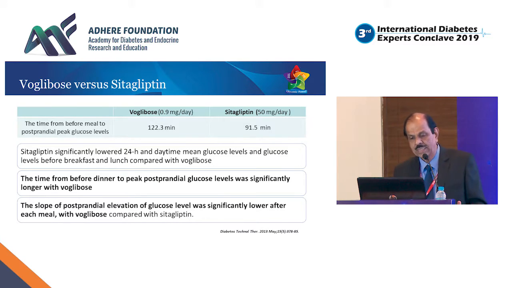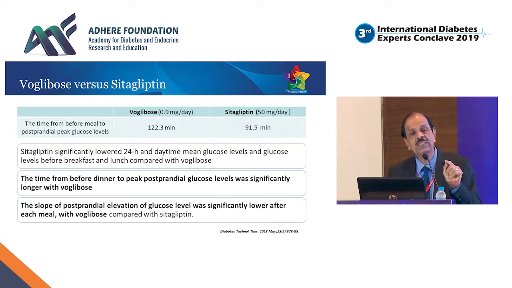What it says is that the time from before the meal to the postprandial peak is much longer in patients who took voglibose, suggesting that the peaking of the postprandial blood sugar is far lower. And if you compare sitagliptin, it is 91.5.